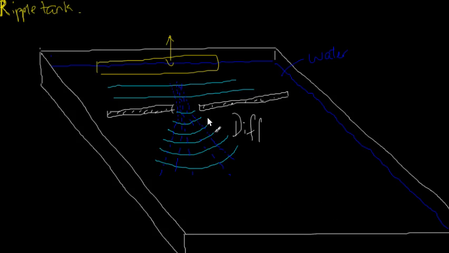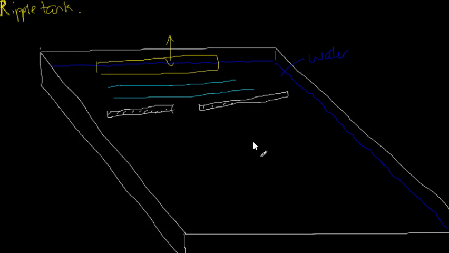Now let me change this situation slightly. Now what I'm going to do is I'm going to increase the gap a little bit. I'll still have a piece of solid here to block some part of the wave, but now I want a bigger gap there. And what would happen when I push this ruler up and down and generate these waves?